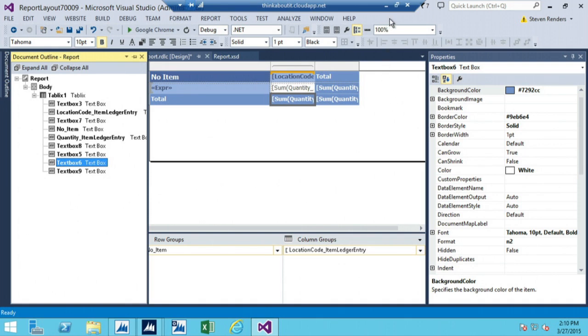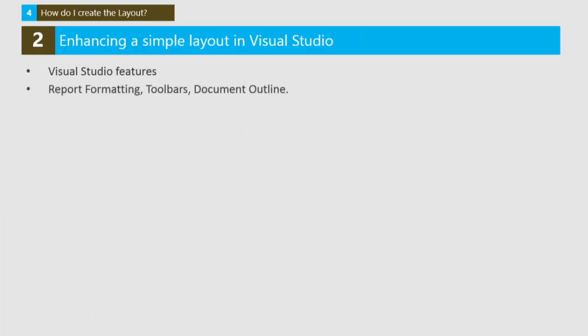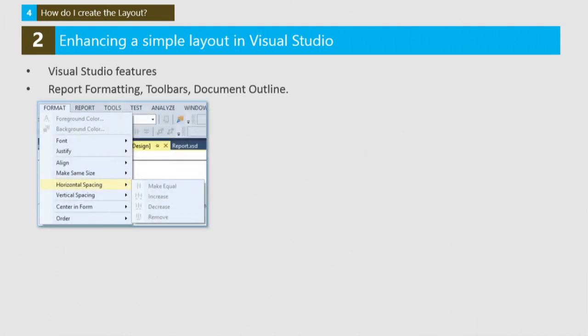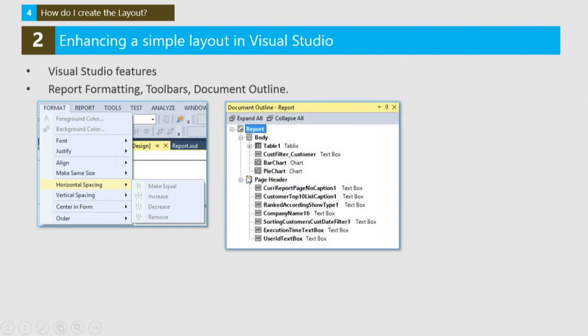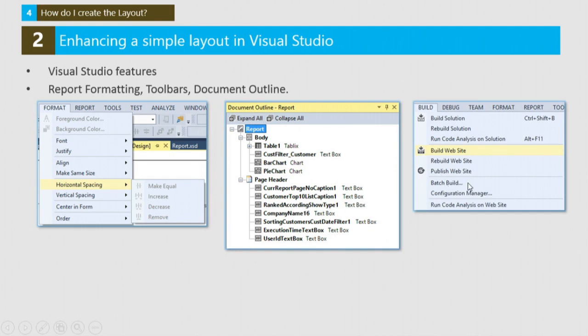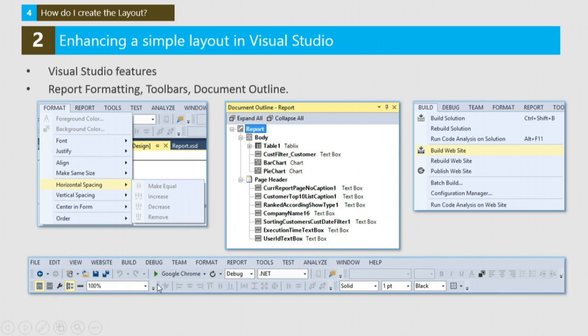So let's summarize how we can make use of Visual Studio in our presentation. There are some interesting features we have available in Visual Studio regarding report formatting. We have some toolbars and we have the document outline. So for formatting, I'm going to go here into the Format menu. We can format our text boxes. There is the document outline that we can use to have, for example, a look at the complete layout of our report. And there is also, in this case, the possibility to build a website. I'm going to demonstrate this in a few seconds. And we have a lot of toolbars that we can activate and use to format information. Now let me come back to this building thing.